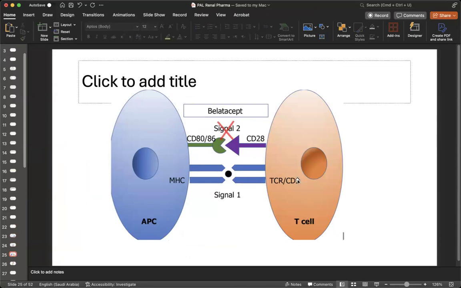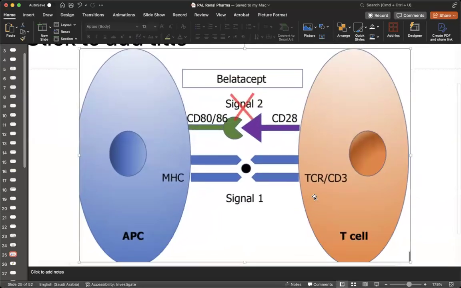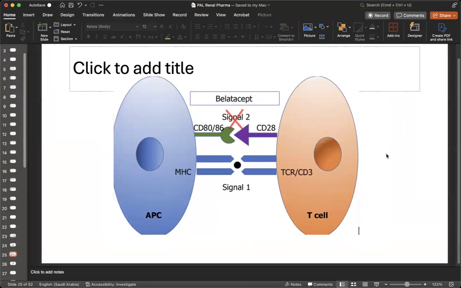And this is your T cell. You don't want this T cell to be activated. You hate T cells. You are T cell phobic, okay? So why? Because T cells can cause rejection, right? Okay. Now what do you do?